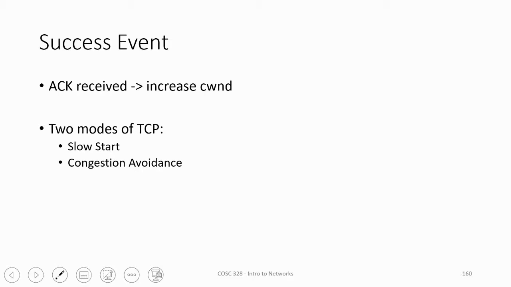So this is also something that I wanted to note, and it's good to know. So we have discussed a lot about the loss event. Now let's talk about the success event. So what happens if an acknowledgement is received? So far we have discussed what happens if an acknowledgement is delayed, basically triple duplicate acknowledgements or a timeout occurs. So that's a failure event. But here, the success event is when the acknowledgement is received, so then the sender hopefully can increase the congestion window size. So we want to discuss the two modes that TCP uses for this.